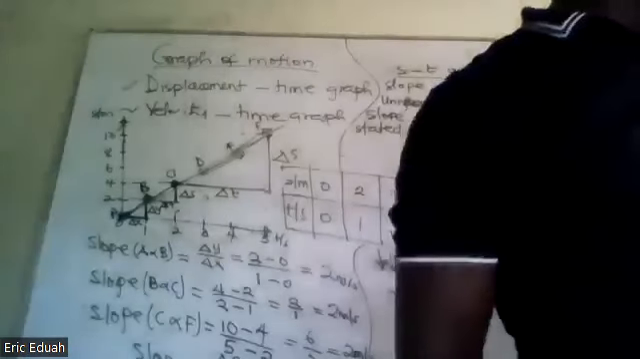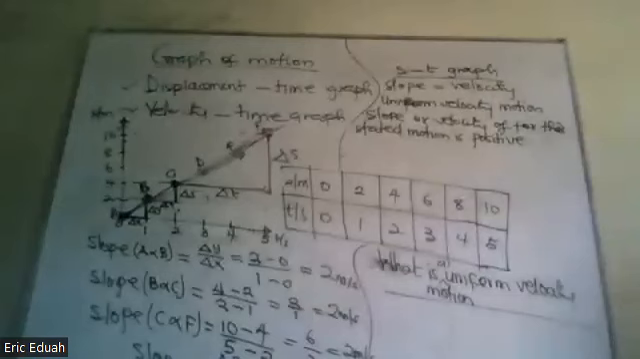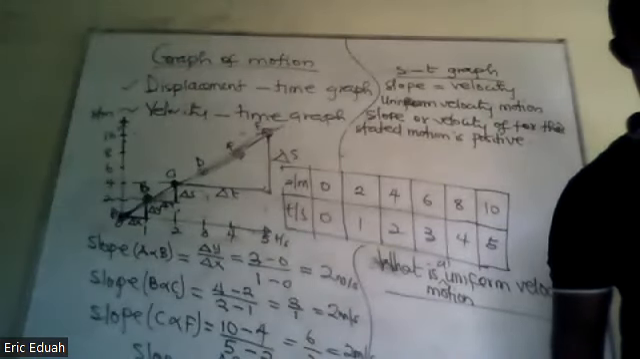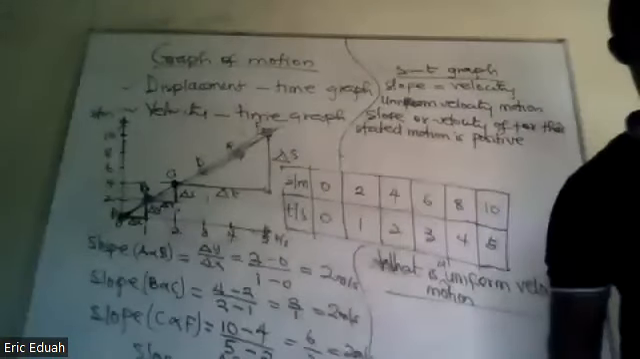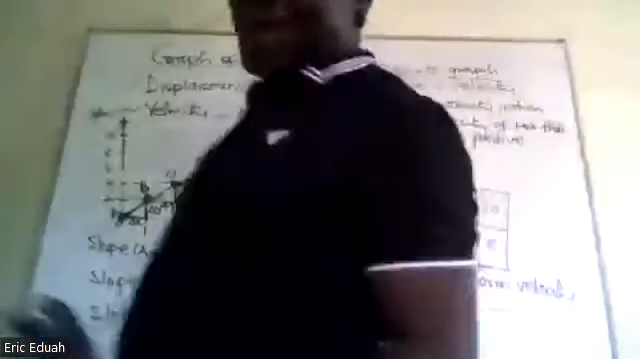Please, I said that uniform velocity is when equal displacements is traveled in time with equal time. Yo, nice try. Okay, so listen to it.